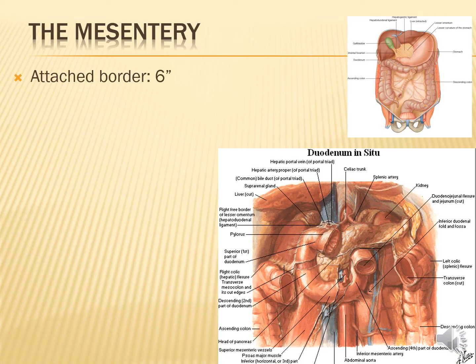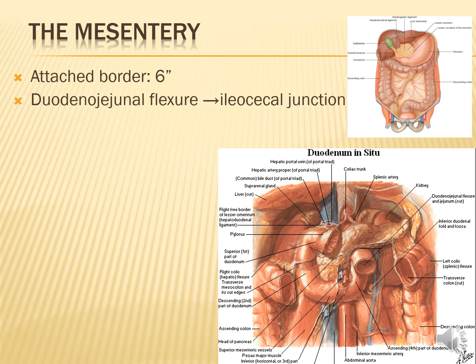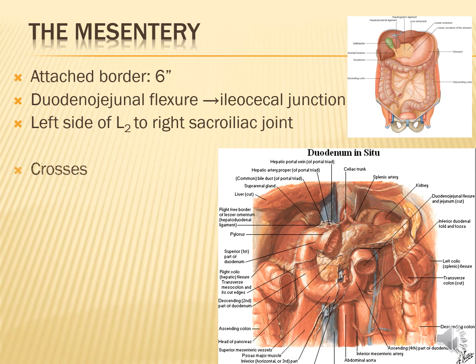It has 2 borders. One is the attached border, which is 6 inches long, and it is also known as the root of mesentery. This root extends from duodenojejunal flexure to the ileocecal junction, as we can see in the diagram given below. And the vertebral level is left side of L2. It extends from left side of the lumbar vertebra 2 to right sacroiliac joint.